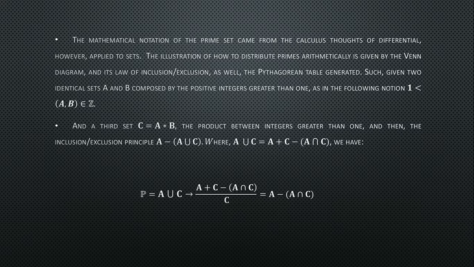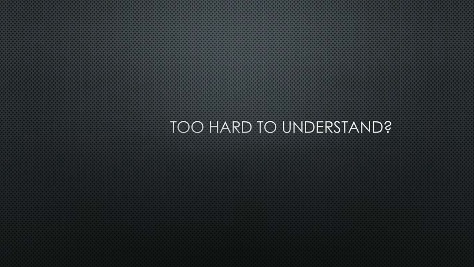A minus A union C, where A union C equals to A plus C minus A intersection C. The notation below is reduced to prime set is equal to A minus A intersection C. Too hard to understand?